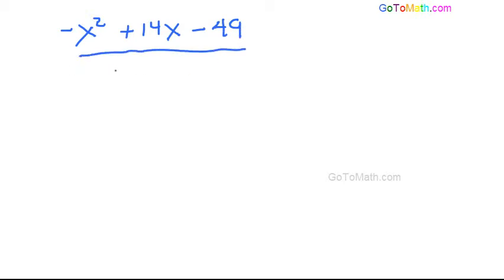So bring up the whiteboard. We've got negative x squared plus 14x minus 49, and that's all over x squared minus 9x plus 14.